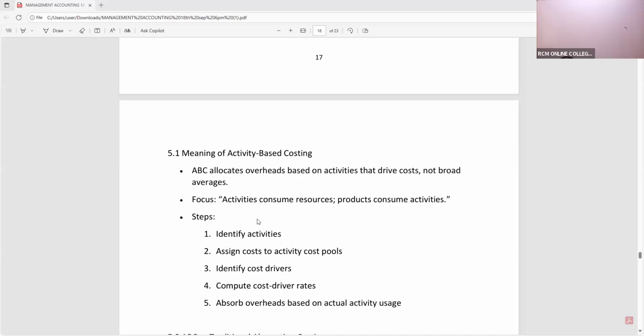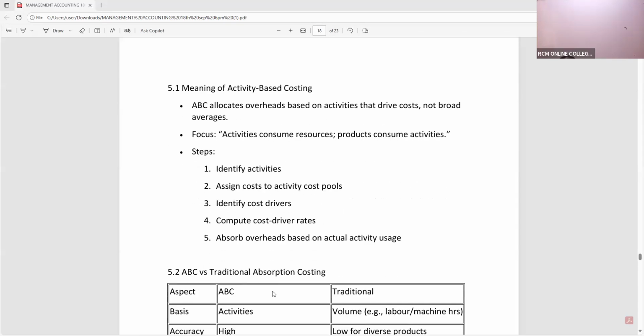So you identify the activities. You assign costs to what we call activity cost pools. And then you identify what we call cost drivers. Compute cost driver rates, and absorb overheads based on actual activity usage.